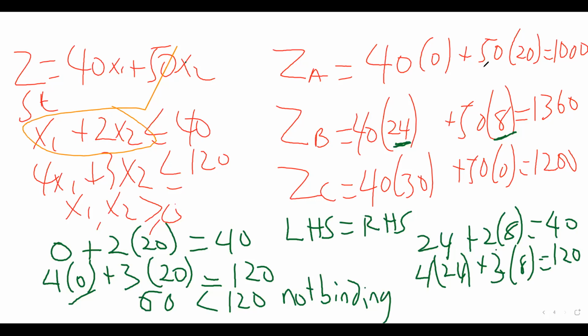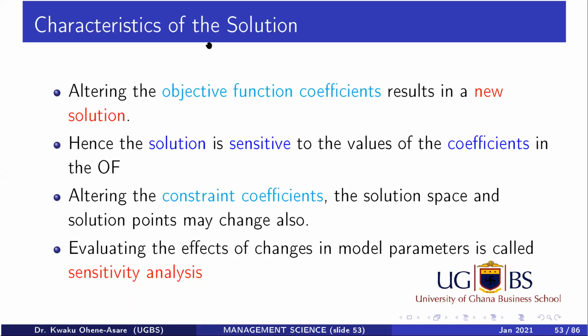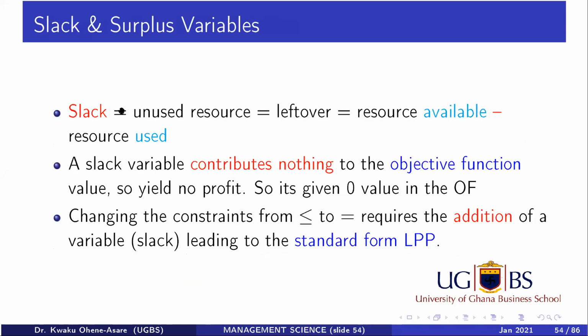And that is the beauty of the way that you have to analyze this linear programming problem at the optimum solution. Those are the few things. Altering the objective function coefficient will lead to a new solution. So that's one thing you should note. The solution is very sensitive to the values of the coefficients, and we'll look at this better when we come to the sensitivity analysis. If you change the constraints, the solution space, things will happen. I've spoken about slacks, but I'll talk about them later on again.